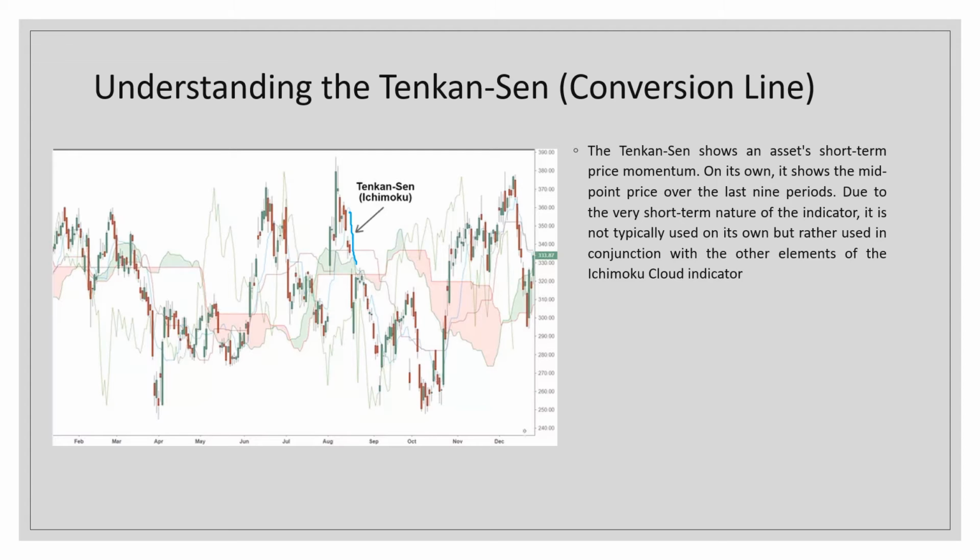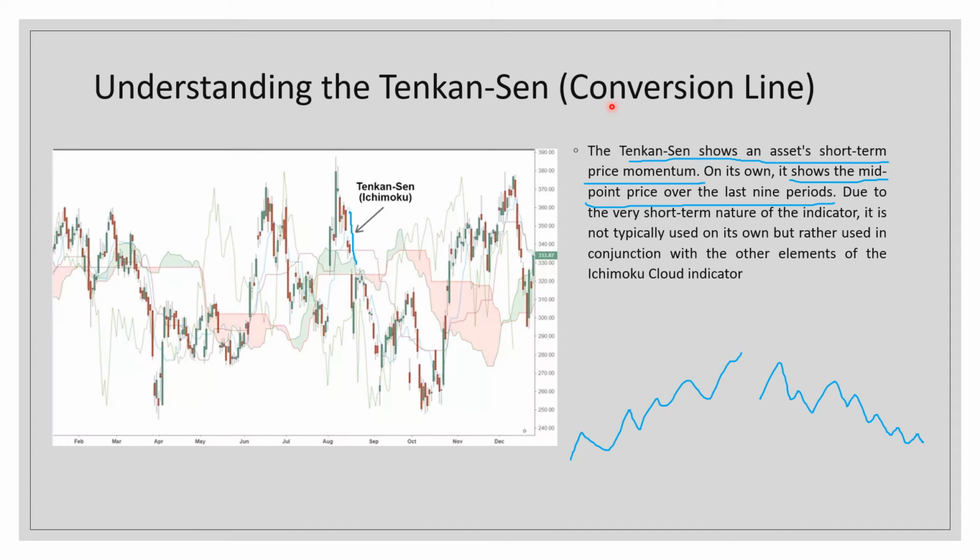So what is the conversion line? The Tenkan-Sen shows an asset's short-term price momentum. As we discussed, this is the average of the 9-period high and low. So this shows us the price momentum. That means for the short term, whether the price is going up or going down, that is shown to us by this conversion line. It shows the midpoint price over the last 9 periods.